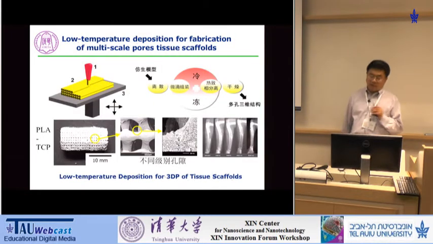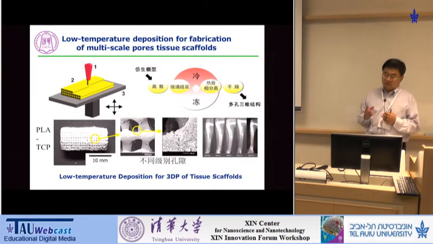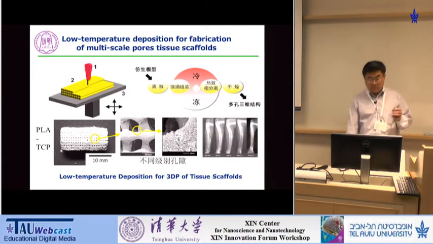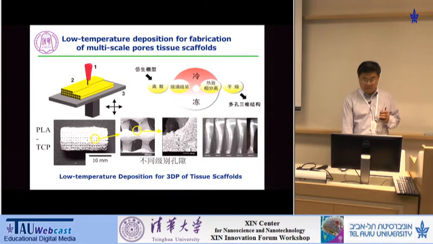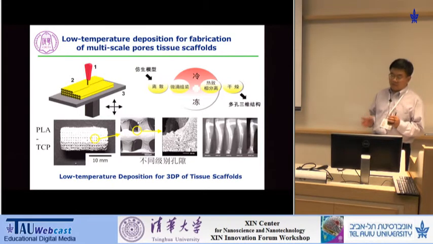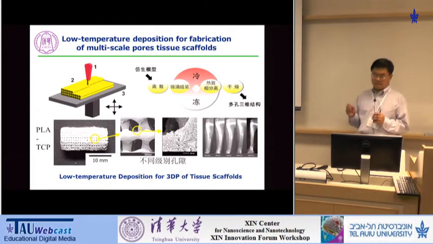And also in Tsinghua University, we have another patent, a new technology. We use multiple nozzles to print, combining PCL and TCP PLA, and make that into this type of structure. But we put that structure into a low temperature environment, about negative 35 degrees C.